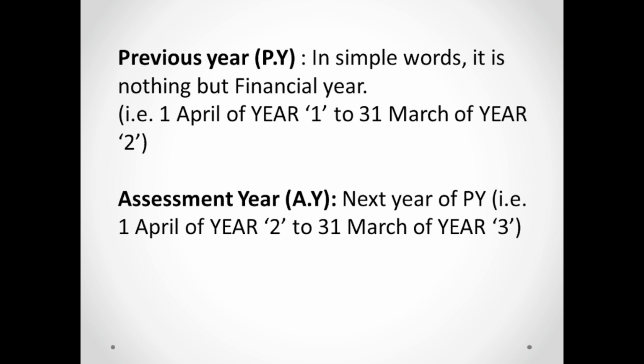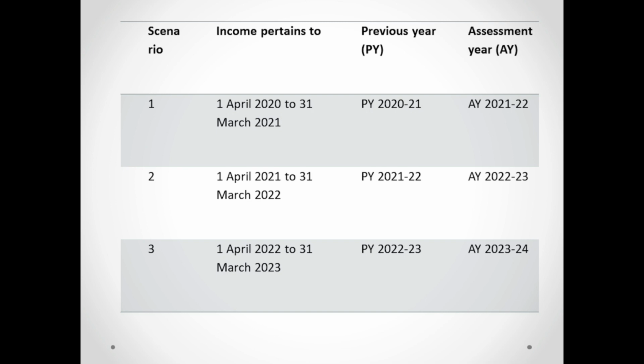Let's take an example. If your income pertains to 1st April 2020 to 31st March 2021, the previous year is nothing but 2020-21. That is exactly the year to which your income pertains. And the assessment year will be its next year, that is assessment year 21-22. In the second scenario, if your income pertains to 1st April 2021 to 31st March 2022, its previous year will be 2021-2022, and the assessment year is nothing but 1 year next to the previous year, that is assessment year 2022-2023. Similarly, for the third case, you can see the example. It's a very simple illustration I have given for understanding.